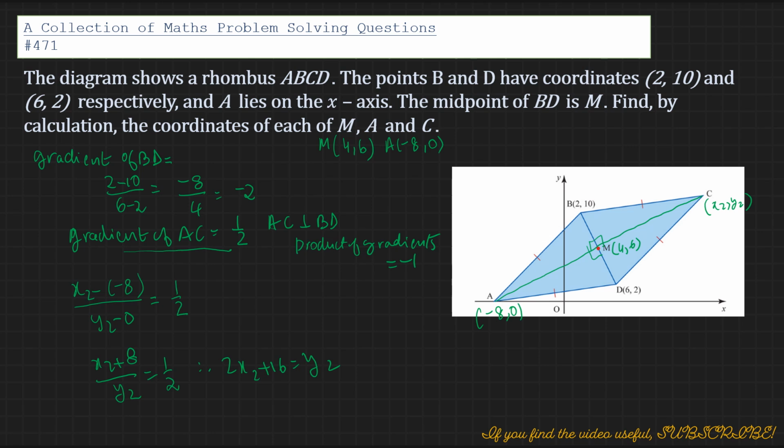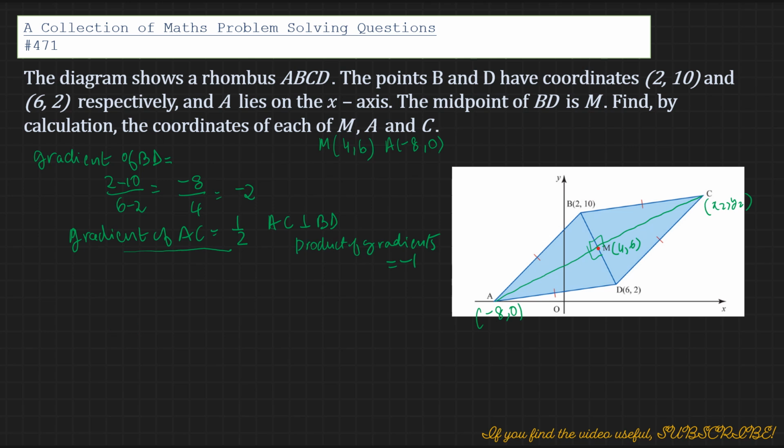No, what did I do? Sorry, I got it all wrong. Because we're doing the gradient, isn't it? See, I went wrong here. So the gradient is y2 minus y1 out of x2 minus x1. Instead of doing that, I did it the other way around.